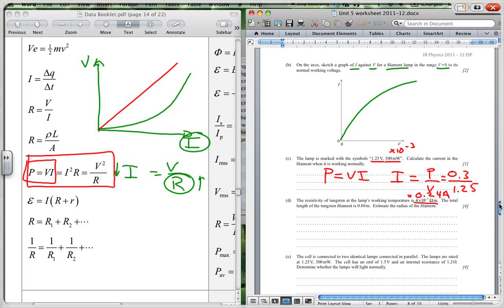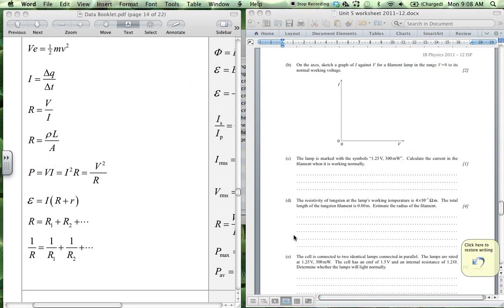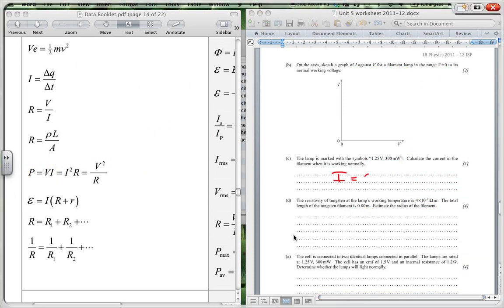It then says the resistivity of the tungsten at the lamp's working temperature is 4 times 10 to the negative 7 ohm meters. The total length of the tungsten filament is 0.8 meters. Estimate the radius of the filament. Now, let me just clear this all. Remember, we got here I is equal to 0.24 amps. That's going to be important.